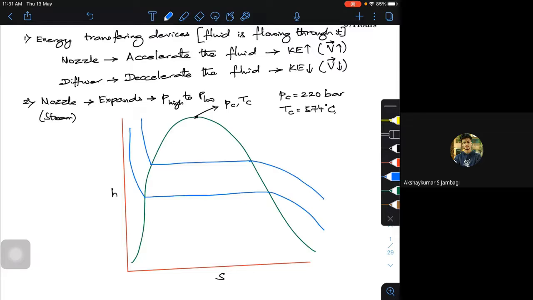Similarly, I will have an isotherm which will be passing through the critical point. That is, it will be like a bow shape. This is how it is. So this is your critical isotherm. Critical isotherm. And if I look at this side, I'll be having the liquid. Here I'll be having liquid plus gas, that is steam.